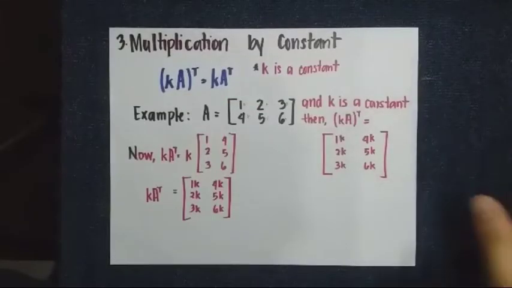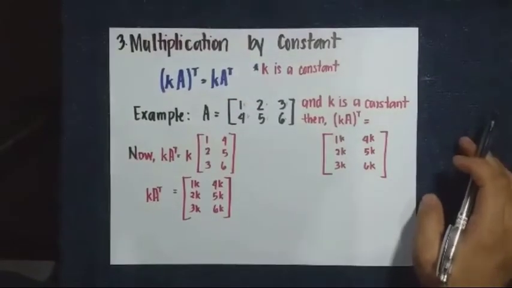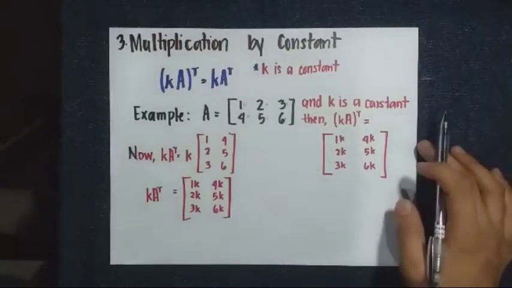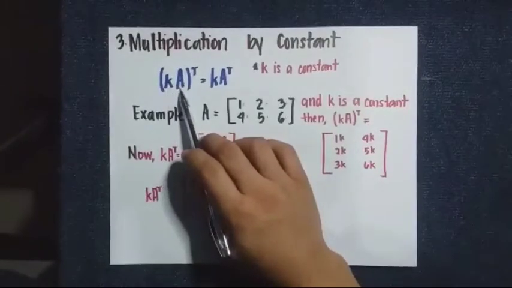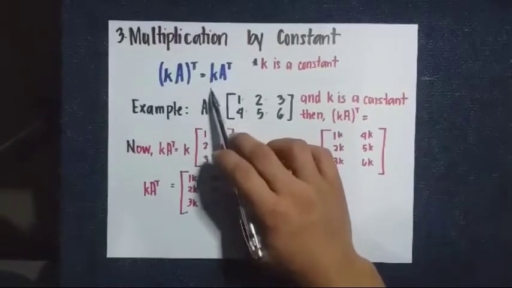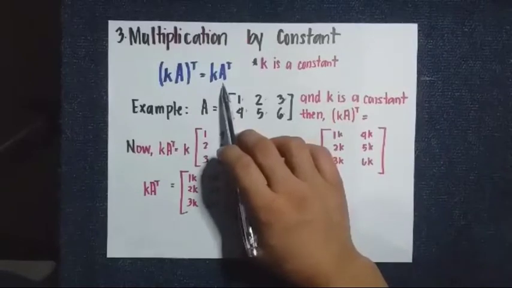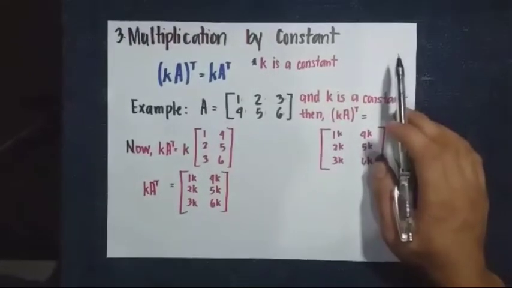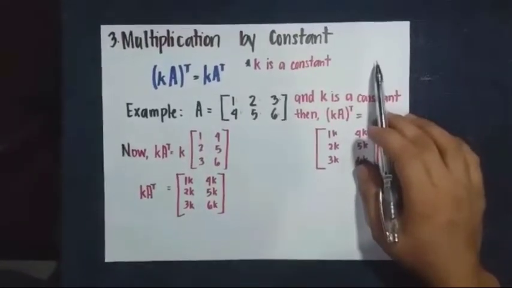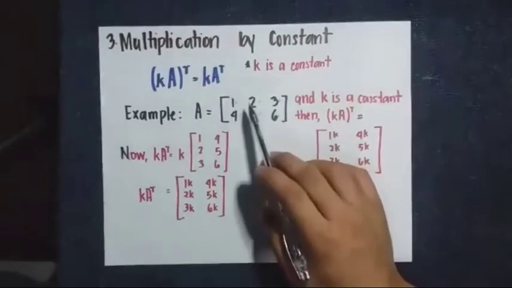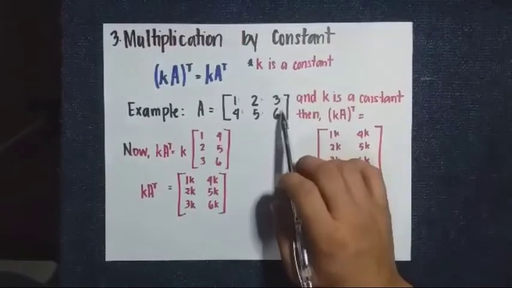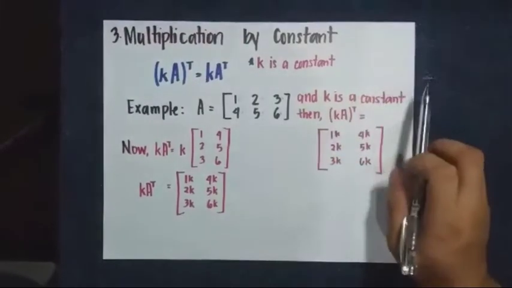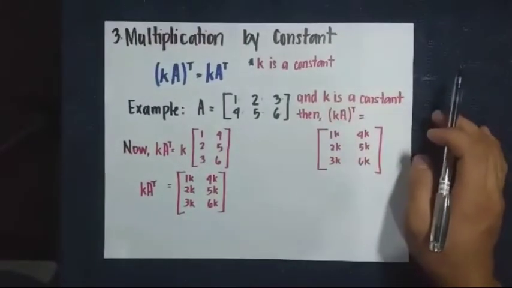So now the third property of transpose is the multiplication by a constant. So we have here the transpose of K times A, and the transpose of K A, where K is a constant. So we have here the original matrix A, which is 1, 4, 2, 5, and 3, 6, and K, which is a constant.